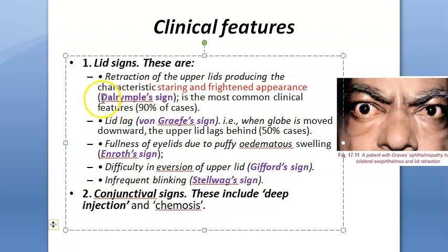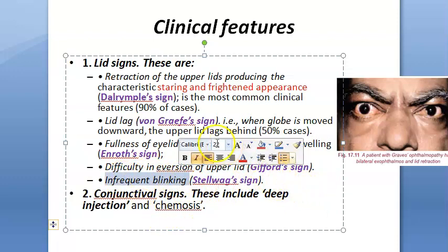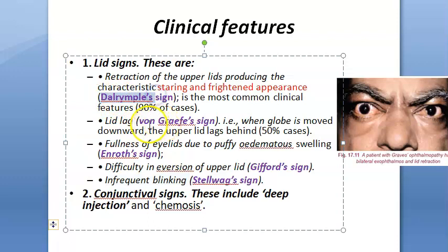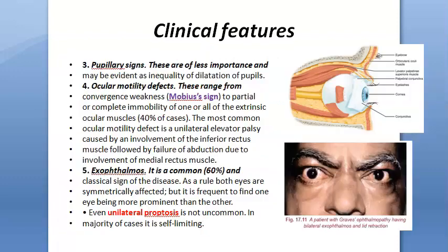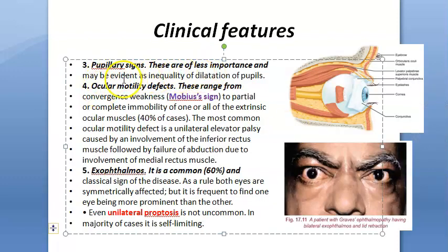So lid signs you have seen, there are so many names here. Staring, frightened appearance, lid lag, edematous swelling, eversion of the upper lid, infrequent blinking. He's staring. So everything has a name here. Dalrymple, Von Graefe, Enroth, Gifford, Stellwag, all these signs you should know. Chemosis of conjunctiva, these include deep injection and chemosis, conjunctival signs. Pupillary signs, less importance. Then you have Mobius sign, the convergence weakness. Exophthalmos, unilateral proptosis is not uncommon.